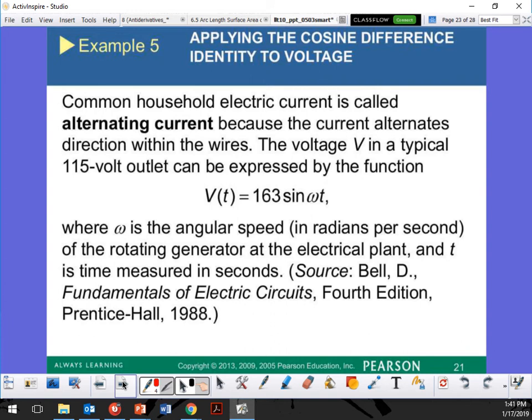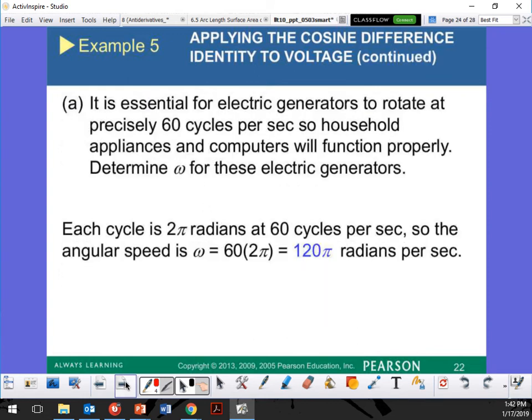All right. Household electric current is called alternating current because it is a current alternating direction within the wires. The voltage V at a typical 115 volt outlet can be expressed by the function V(t) equals 163 times the sine of wt, where w is the angular speed. Do you remember angular speed? Radians per second. Of the rotating generator at the electrical plant, and t is time measured in seconds. So we're just basically plugging in numbers.